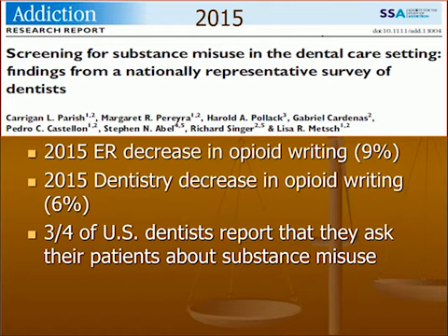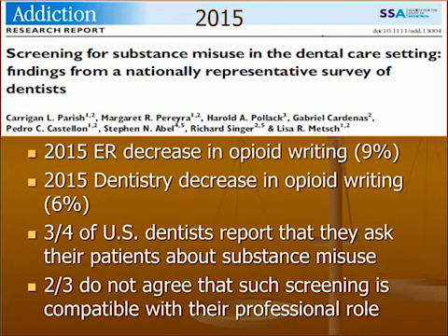And despite the fact there's been a drop in opioid writing, 3/4 of all dentists report that they do ask their patients about substance abuse, because the issue isn't just writing fewer scripts or smaller scripts. The issue is assessing patients for substance abuse risk with the follow-up, appropriate counseling and referral where possible. Having said that, it's a tough sell. It's a tough sell because again, from some of Parrish's data, 2/3 of dentists don't agree that such screening is compatible with their professional role.